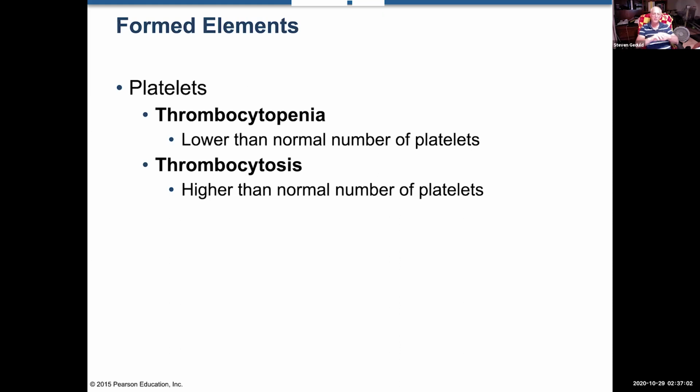And there's thrombocytosis. So if you have a patient with thrombocytosis, they have a higher number of platelets, which would make them more susceptible to deep vein thrombosis, pulmonary embolisms, stroke, coronary attacks, because the platelets can accumulate since there's too many of them. So again, too many and too few is dangerous either way. Thrombocytopenia is too low. Thrombocytosis is too high for the number of platelets.